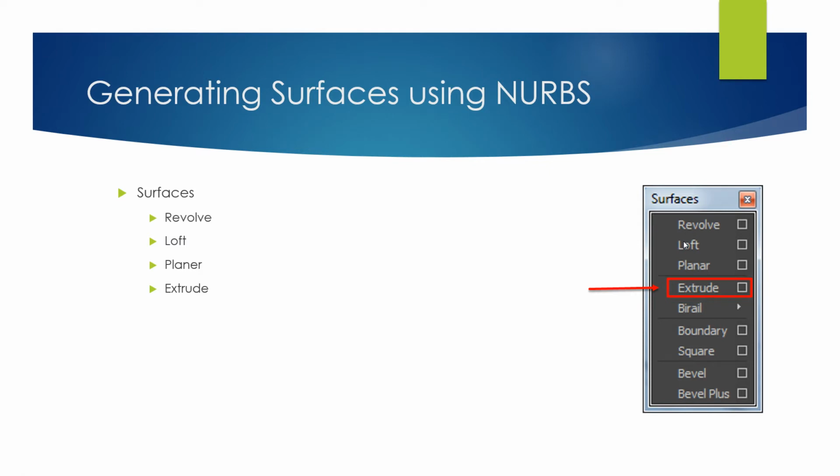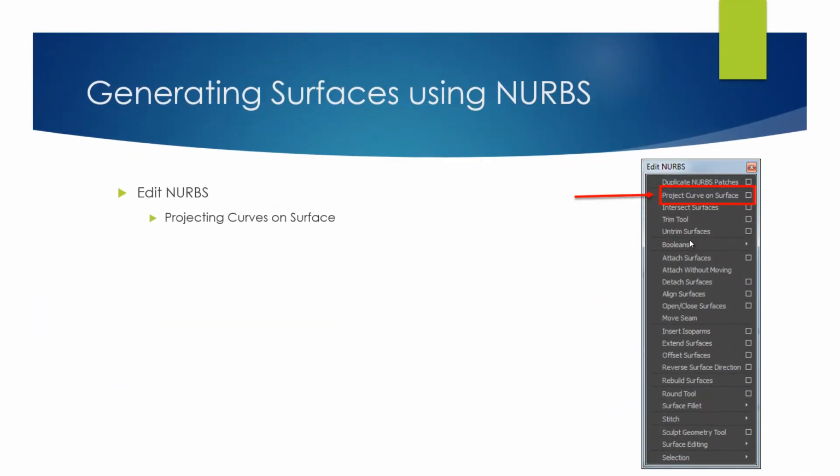Then we have an extrude tool. This one is very similar to how the extrude tool works for polygon modeling, but it works specifically only with NURBS. Finally, the bi-rail is another way of generating a surface that makes use of a profile as well as a directional curve, and through those series of selections we can build much more complex designs.